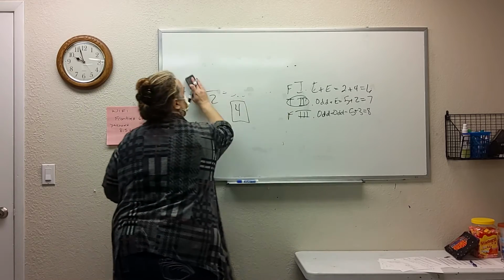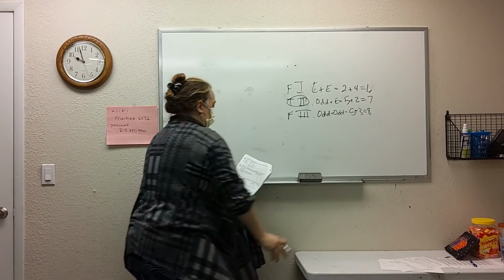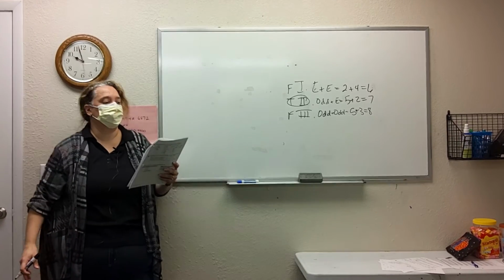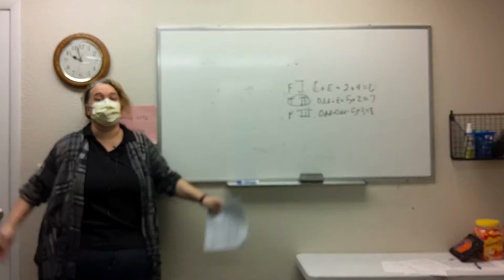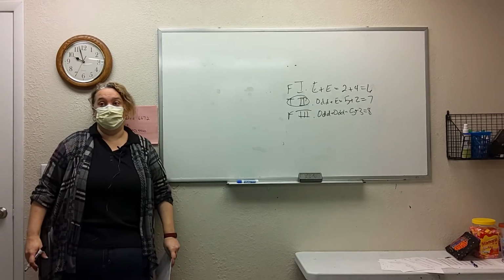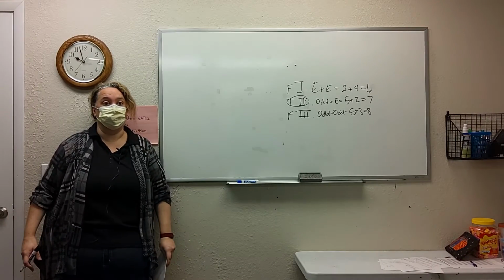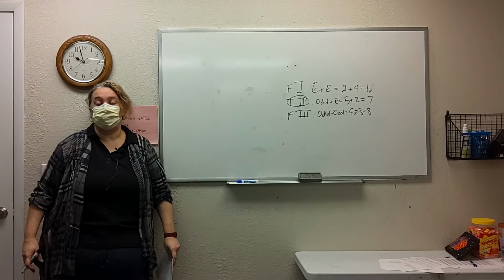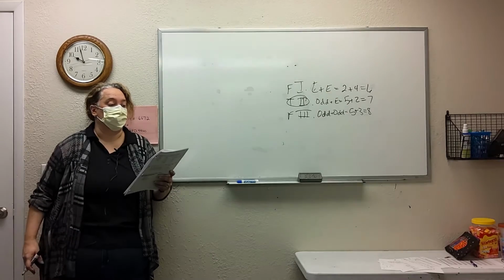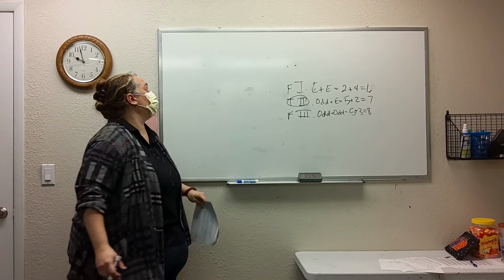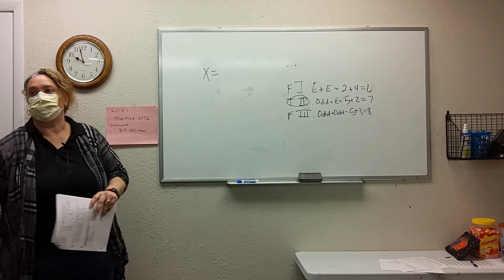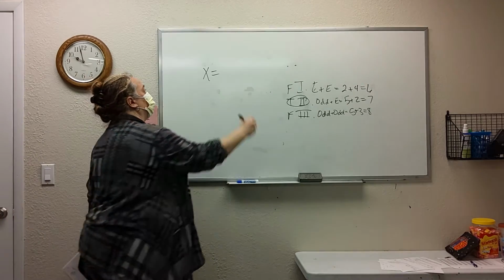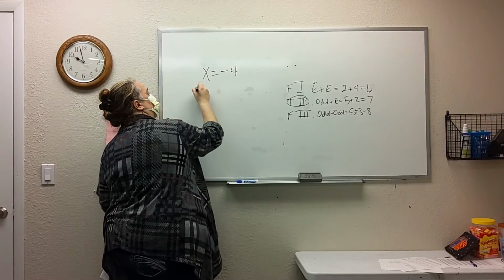ACT number 6. If x is a negative integer, which of the following will always be negative? You have letters in your answers. What do we do with letters in our answers? We pick a number. All right? Now, if we go back to the problem, it tells us what kind of number we have to pick. X is a negative number, so we have to pick a negative number for x. So give me a negative number. Negative 4. All right, let's plug in negative 4.